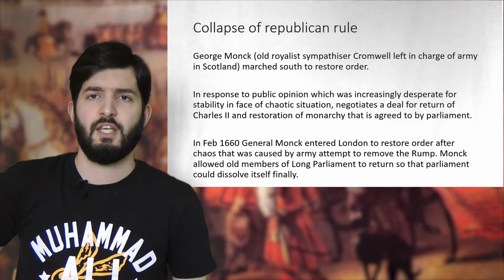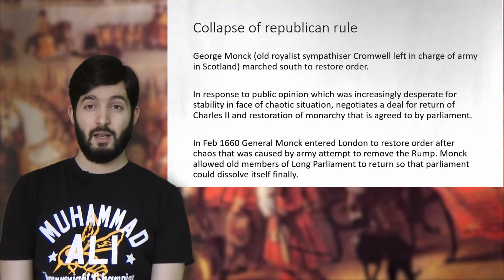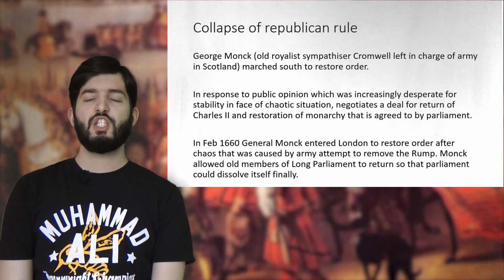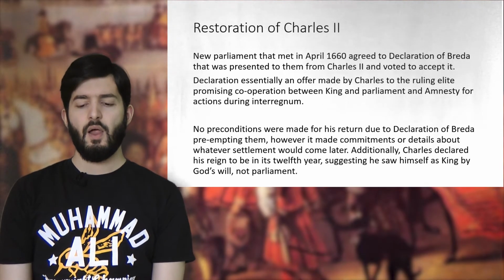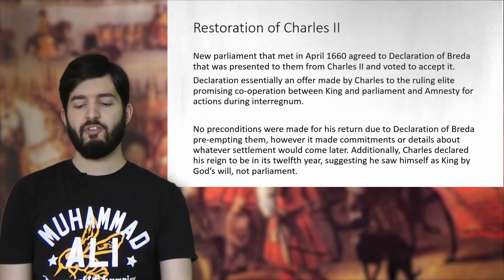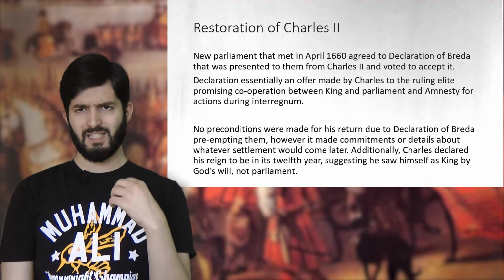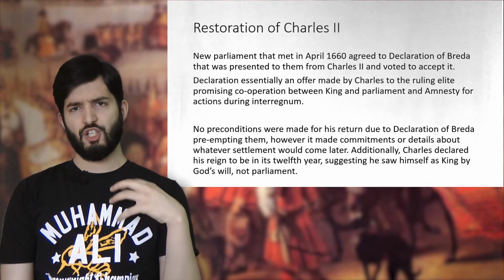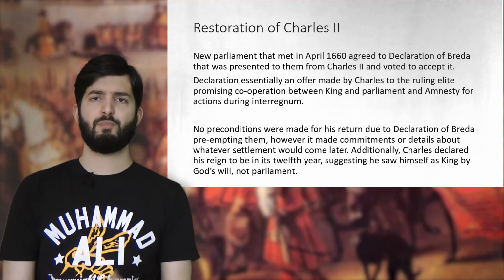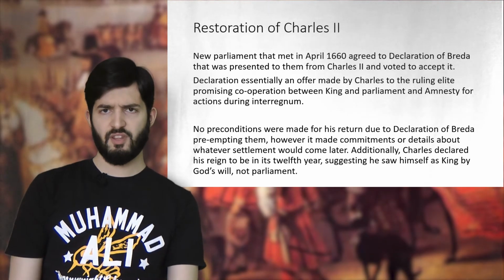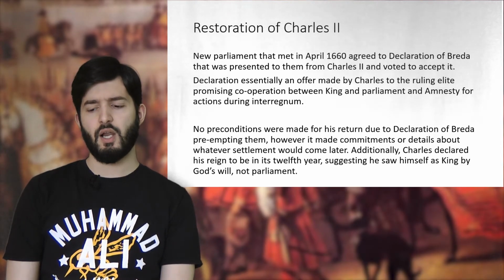So in April 1660, a new parliament is voted and elected and meets, and they agree to a document or a pact known as the Declaration of Breda, which was basically an offer presented to them by Charles II. It is essentially an offer made by Charles to the ruling elite of the country, promising cooperation. Because from their perspective, after everything they've done and what's happened, they're naturally quite worried about what their relationship with Charles might look like.